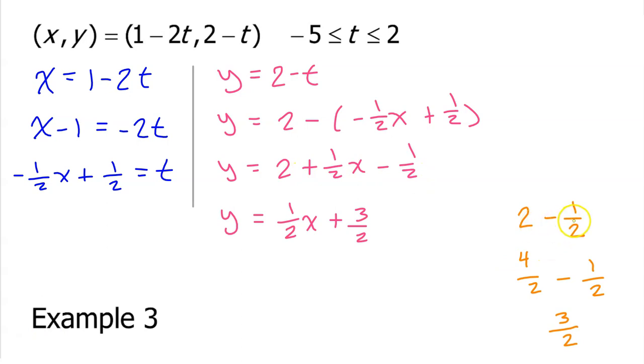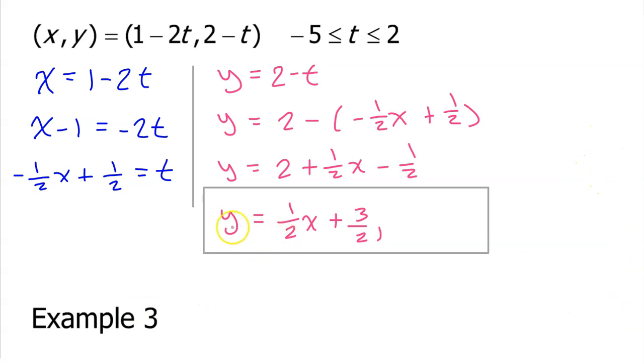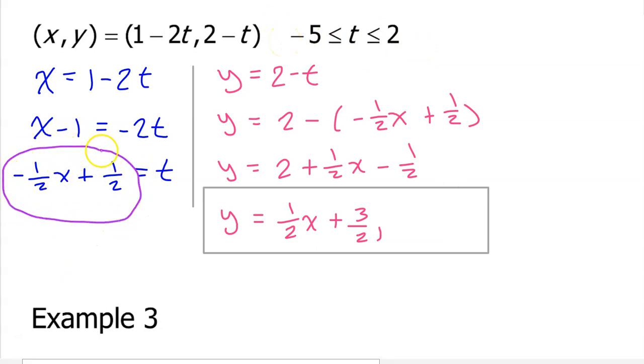Let's see, 2 minus 1/2 is 3/2. By the way, 2 minus 1/2 is the same as 4/2 minus 1/2, which gives us 3/2. Or you could think 2 minus 1/2 is 1.5, and maybe you know that that is 3 over 2. Anyway, this is the linear equation. But how do we get the restriction that will correspond to the restricted value of t that we were given? Early on, we found this expression for t.